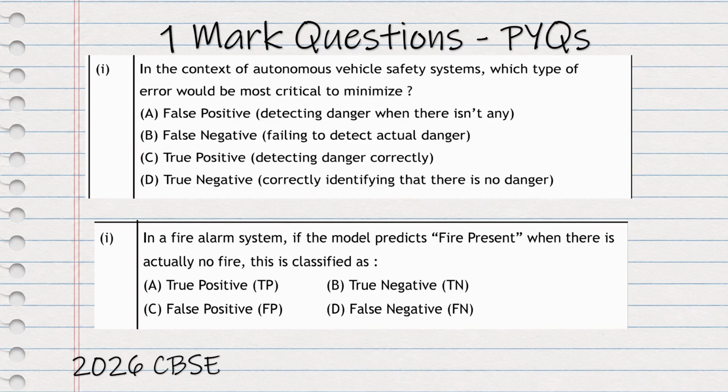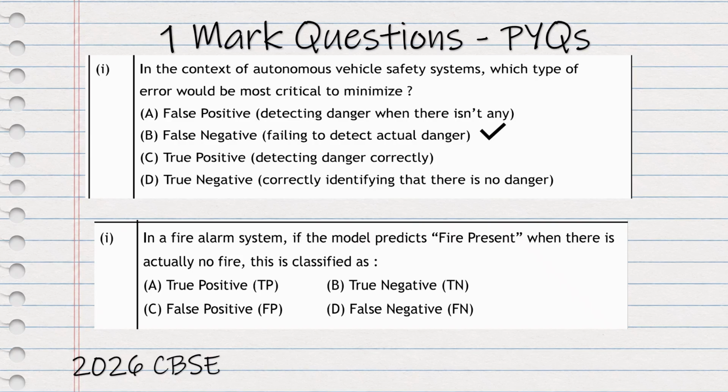Next 1 marker question of the same 2026 CBSE paper. In the context of an autonomous vehicle safety system, which type of error would be most critical to minimize? So false negative, because failing to detect actual danger will be most critical to minimize in case of an autonomous vehicle. इसका मतलब false negative, अभी आपने इससे पहले वाली वीडियो में भी देखा, means prediction is no, reality is yes. तो इस केस में autonomous vehicle में ये बहुत dangerous situation है, इसलिए part B false negative is correct.